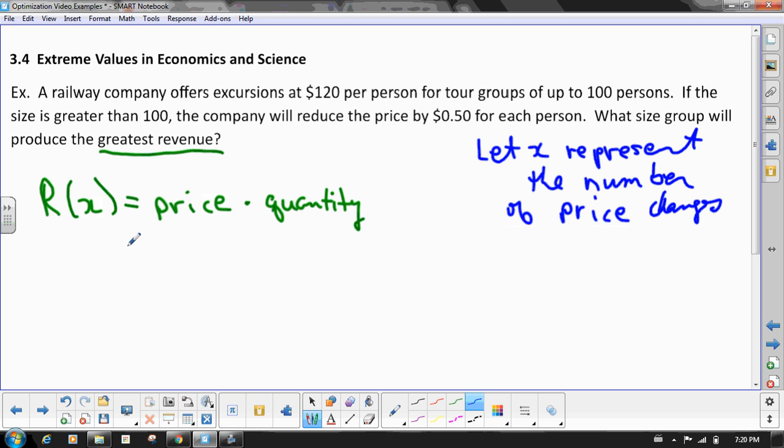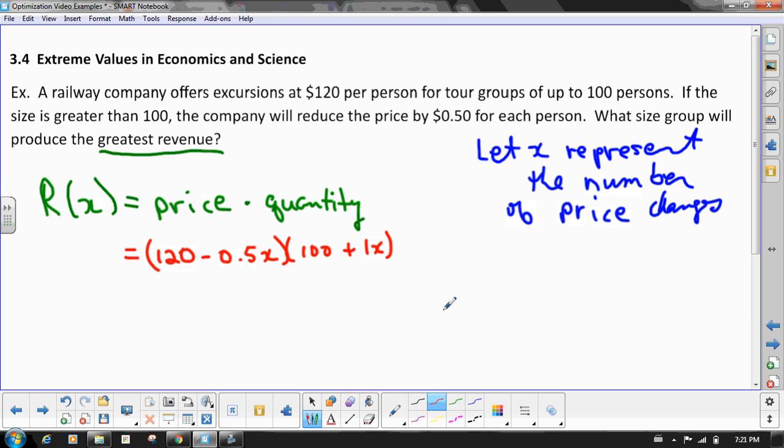So when I generate my equation now, and I think about the price, the starting price was $120. And the company is going to reduce the price. So that's a minus 0.5x multiplied by the quantity. So at $120, there's 100 people. Every time the price changes by x, one more person's going to go.